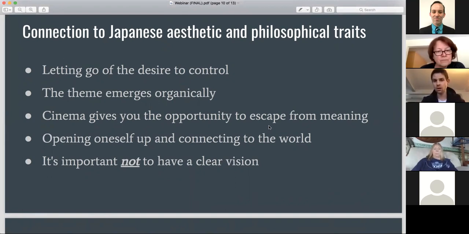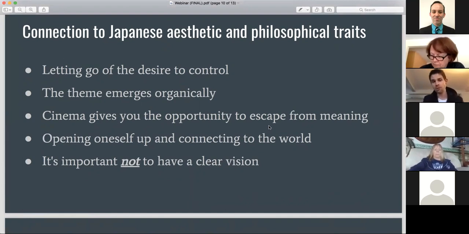So again, letting go of the desire to control. In the West in general, a lot of it is about control, control, control. How do I get it the way I want it to be? But in traditional Japanese philosophy, not always, but a lot of the time, it's about letting go of that. And that's how it relates to Zen Buddhism.